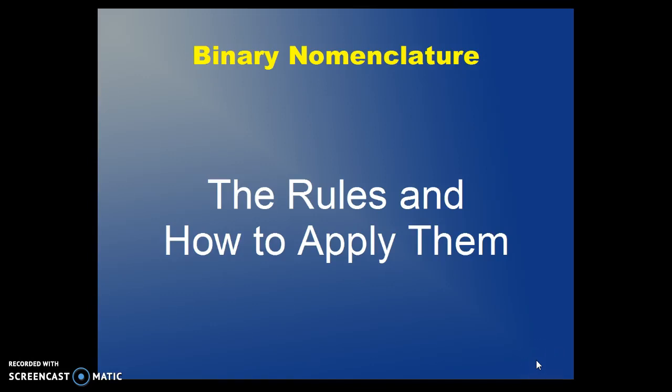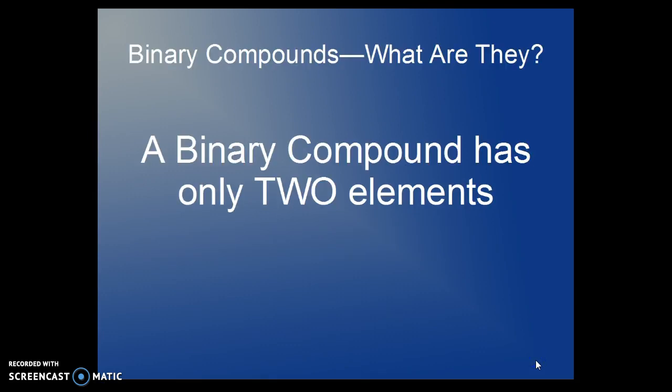Let's talk about nomenclature of binary compounds, the rules and how to apply them with a few examples. What are binary compounds? They're compounds with only two elements. We won't be talking about acids or bases. We'll be talking about salts and oxides in this very short little video.